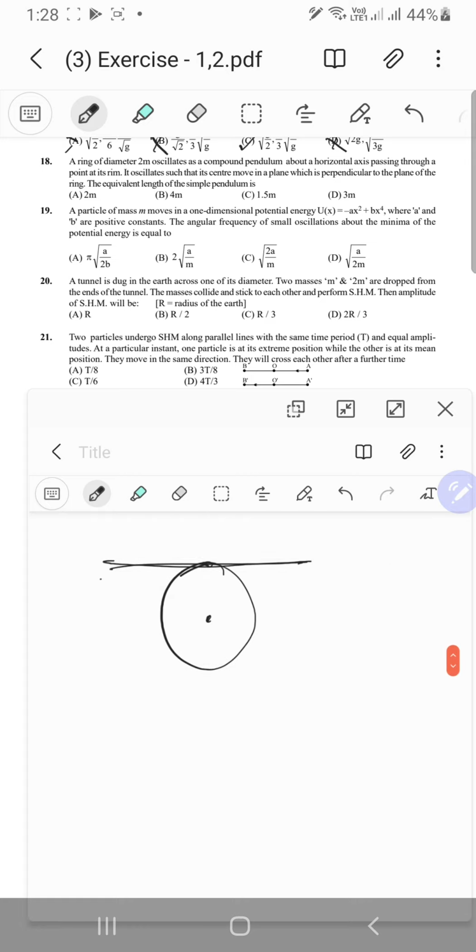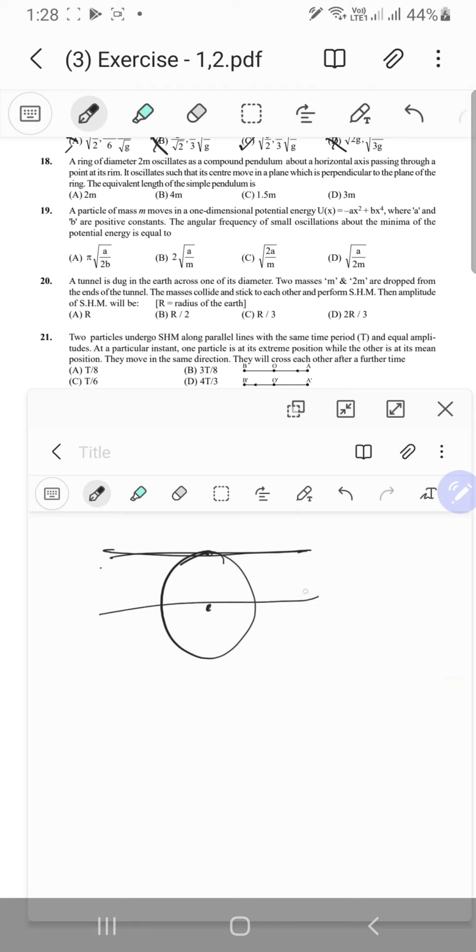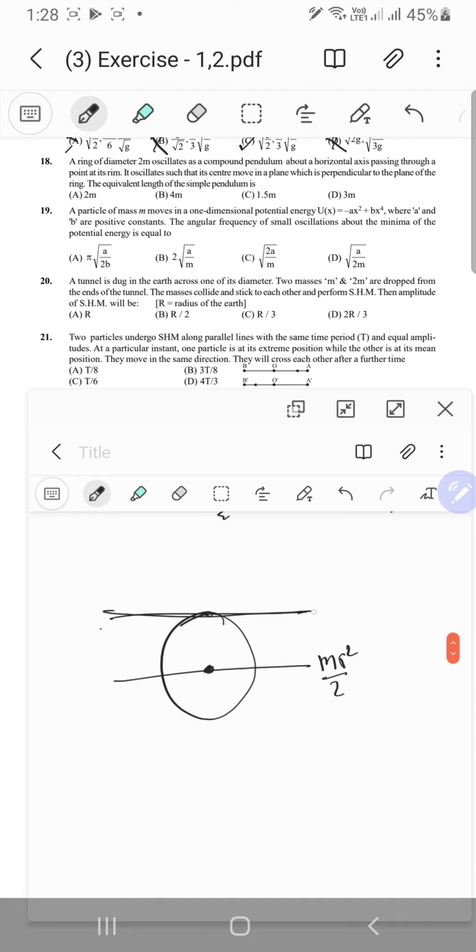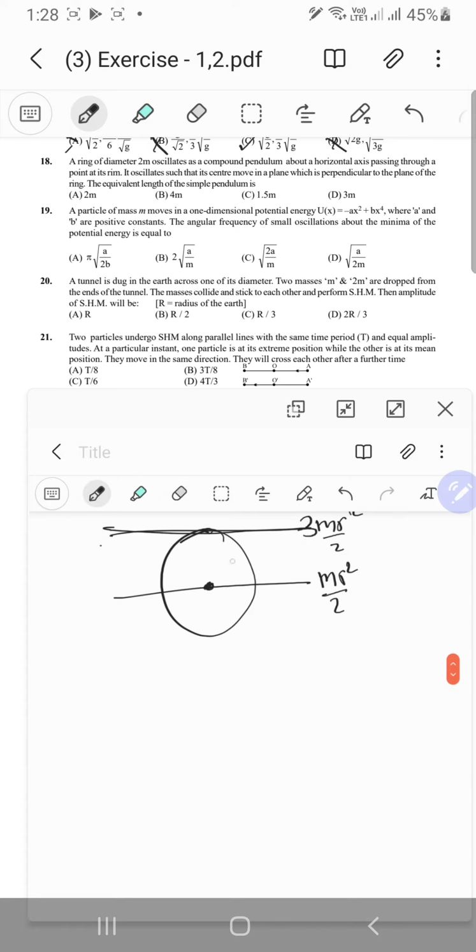So let's do it. What can we say? The inertia of this thing. First of all, it is just mr squared by 2 about the axis passing through the paper, and using the perpendicular axis theorem, this would be mr squared by 2. Now using the parallel axis theorem, this will be mr squared by 2 plus mr squared, which is 3 mr squared by 2. Cool. So that's the inertia.